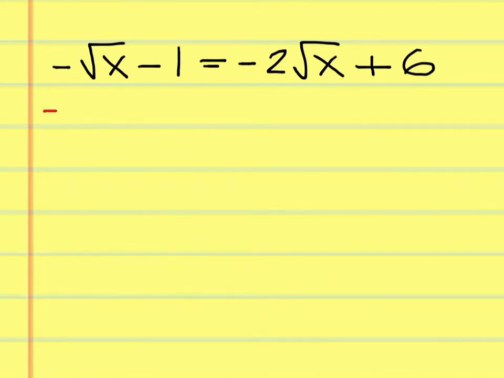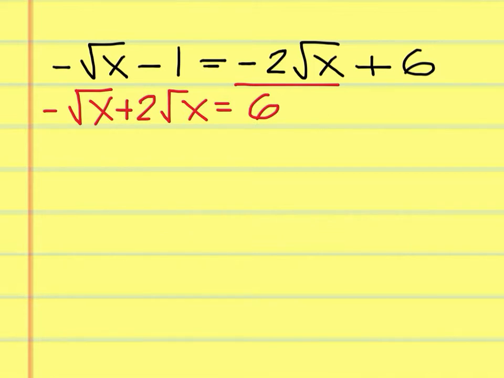Our first move is to leave negative square root of x on the left and move this negative 2 square root of x to the left and change the operation. On the right side, 6 stays, but the minus 1 goes over and becomes plus 1. Simplify the left to get square root of x and the right to get 7.